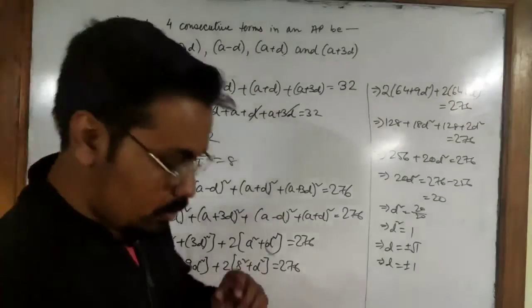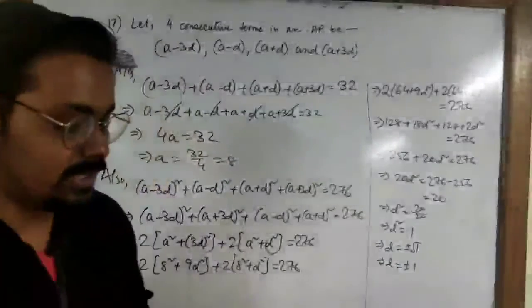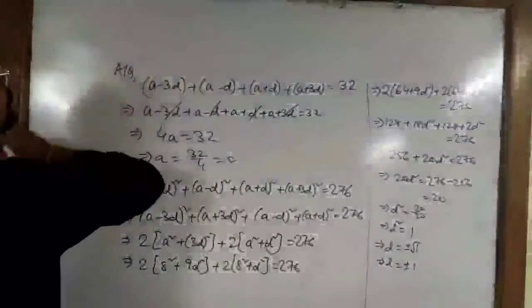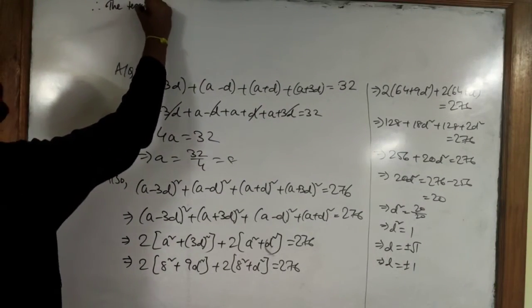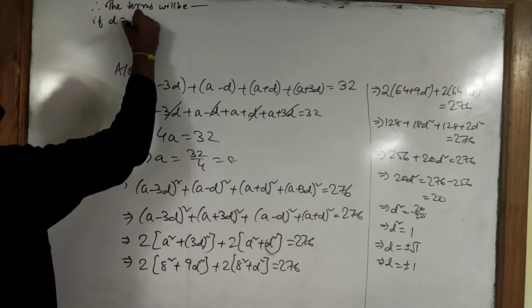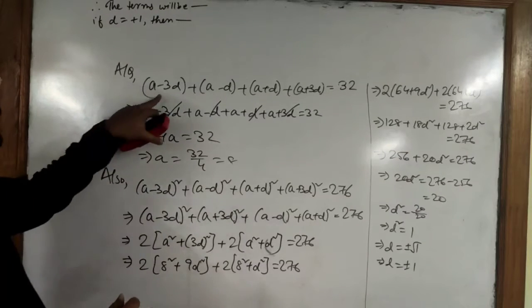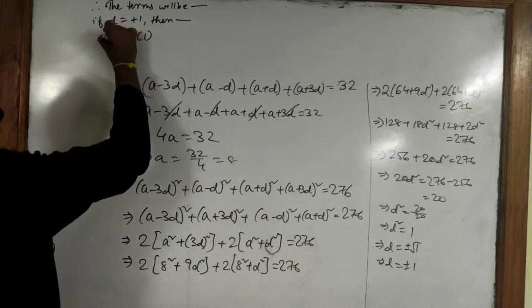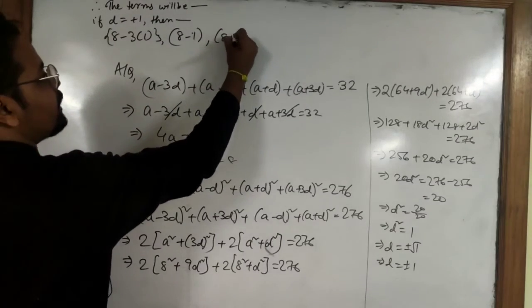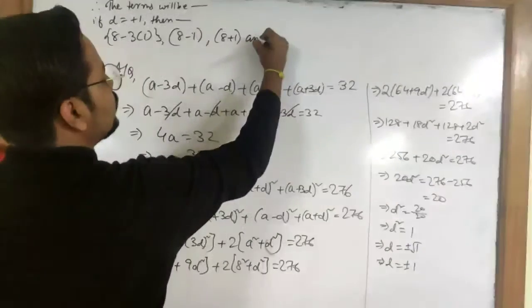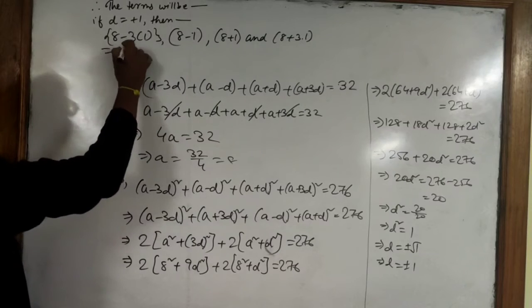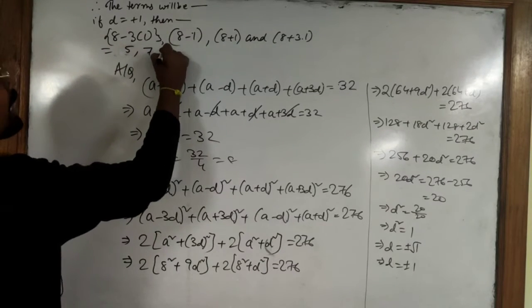So what will be the AP? We have to find the terms in the AP. So hope you understood this one. Let's erase a part of it. So therefore the terms will be, if d is equal to plus 1, then the first one is a minus thrice d. So it will be 8 minus 3 into 1, 8 minus 1, 8 plus 1 and 8 plus 3 into 1. So it will be 5, this will be 7, this will be 9, and this will be 11.